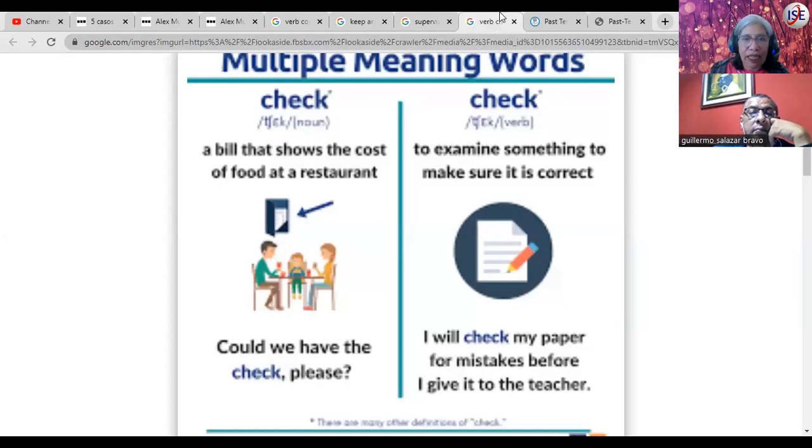Then we have the verb check. Check, to examine something to make sure it is correct. So keep an eye on, 100% of the time watching. Supervise, watch a group of people, or be aware of a group of people or a person to see if they are doing the things in the right way. And check doesn't have to do with people, but with things. Examine something. So you supervise people, but you check homework. You supervise workers, but you check the attendance.